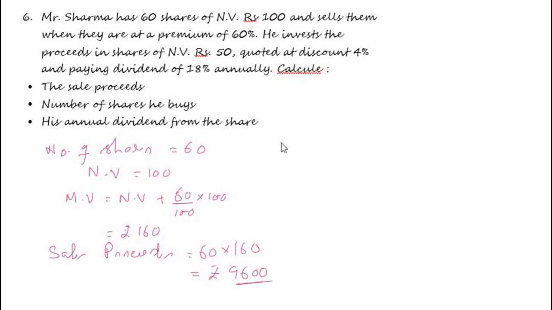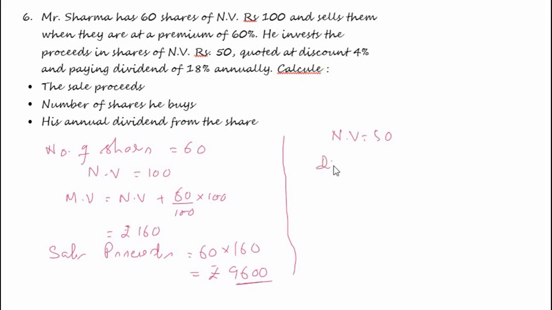Now he buys shares of some other company. What is the nominal value? NV is 50. That is, he buys at a discount. What is the discount? Discount is 4%.